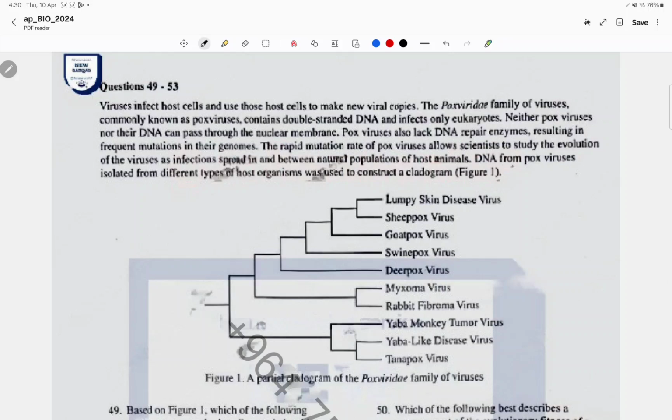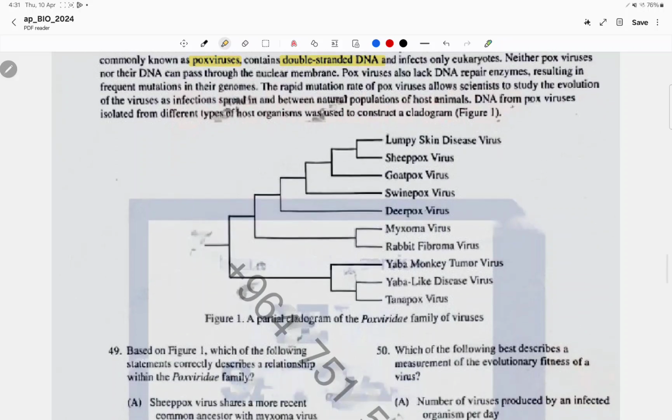Viruses infect host cells and use those host cells to make new viral copies. There's a family of viruses, commonly known as pox viruses, that contain a double-stranded DNA and infect only eukaryotes. Neither pox viruses nor their DNA can pass through the nuclear membrane. Pox viruses also lack DNA repair enzymes, resulting in a frequent mutation in their genomes. The rapid mutation rate of pox viruses allows the scientists to study the evolution of the virus as infections spread in and between natural populations of host animals.